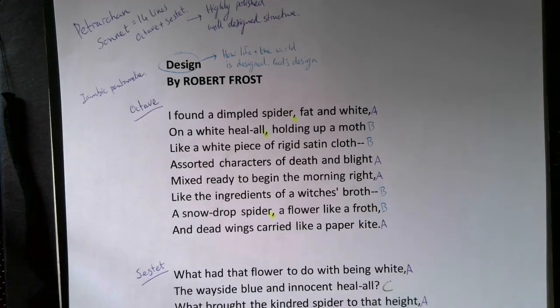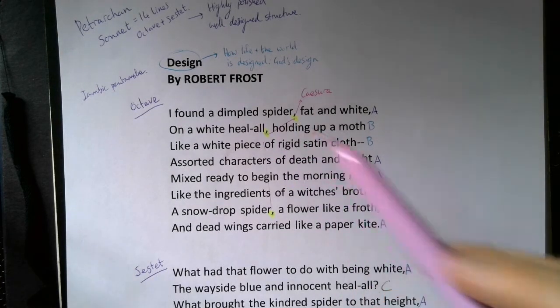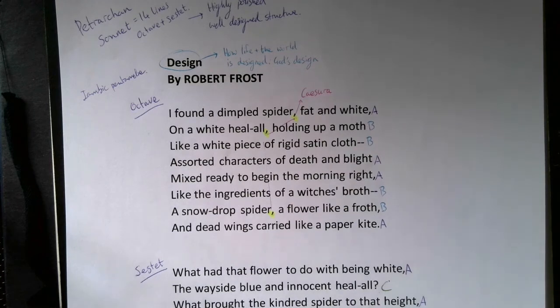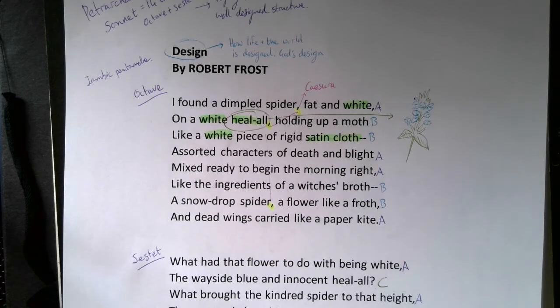Looking at the poem itself, Frost makes excellent use of caesura. This is where a sentence is broken up halfway through or in the middle of the line in order to break up that punctuation and add emphasis at different points. Here we see a mixture of beautiful imagery such as white being mentioned 3 times, satin cloth, and a heal-all, which is a very elegant flower. Looks a little bit like this.